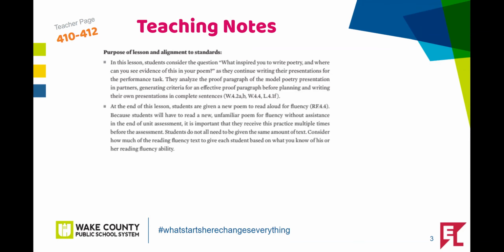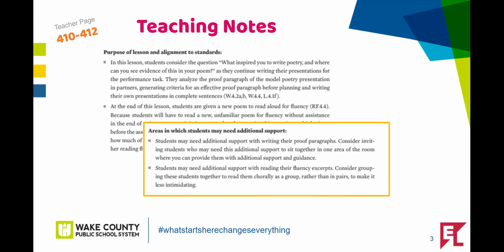Students will also be given a poem to practice reading aloud for fluency in preparation for their end-of-unit assessment. If you have students that need additional support to read the fluency excerpt, think about grouping the students together and allowing them to read chorally as a group. They can also echo read with the teacher by reading line by line, repeating what the teacher says if heavier scaffolding is needed.